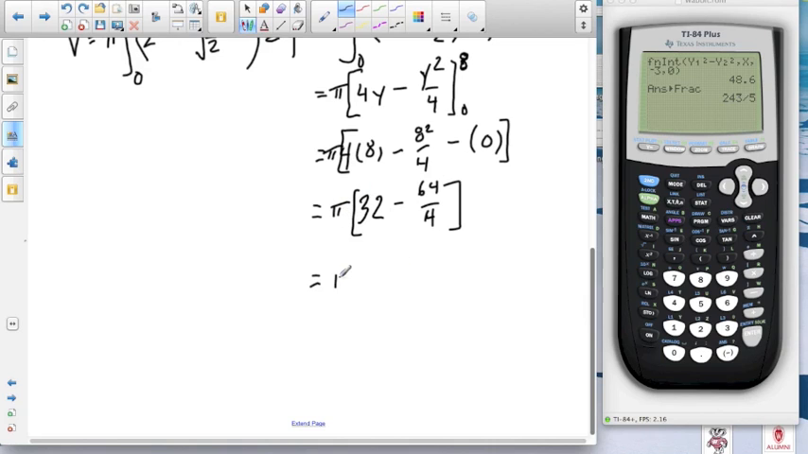So simplifying this, we're going to have 32 minus 16. That's what 64 divided by 4 is. So our answer is 16 pi cubic units.